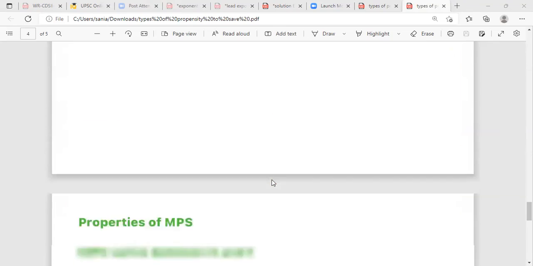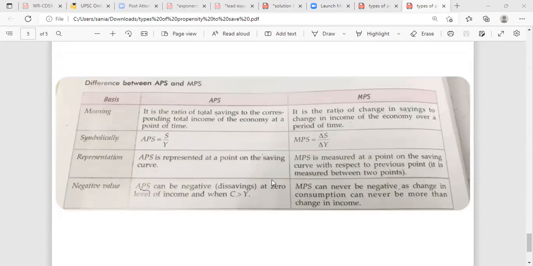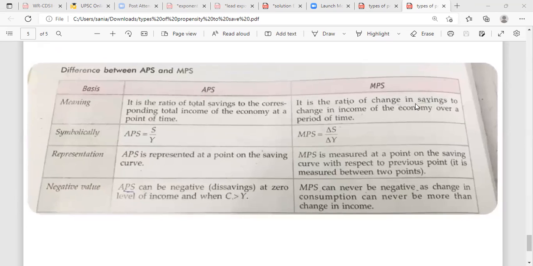So students, we completed this, right? So now we will be doing the difference between APS and the MPS. And after that we'll start with the new one. Clear? You can see my screen? Okay. So APS and MPS.